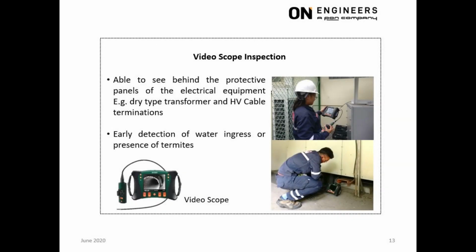This slide is about the use of a video scope to see defects that are hidden from view because of a protective panel. There may be termite trails or rainwater ingress which will be revealed with the use of a video scope. The picture shows my engineers looking behind and into the metal enclosure of a dry type transformer. The other engineer is looking inside the cable box of an outdoor oil transformer.